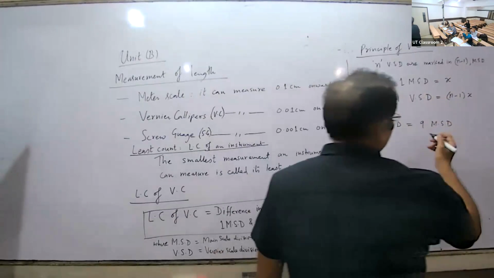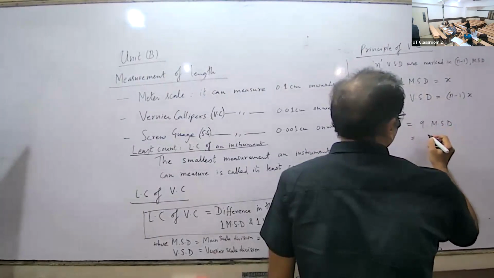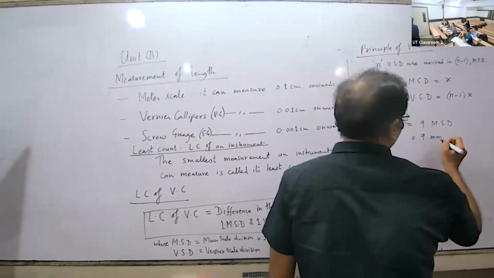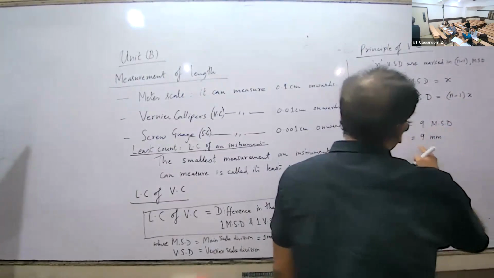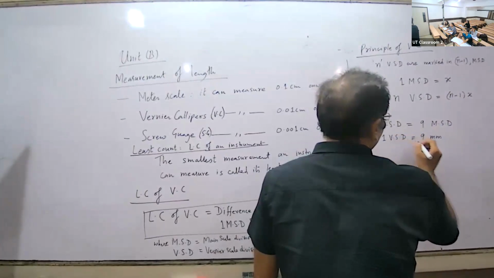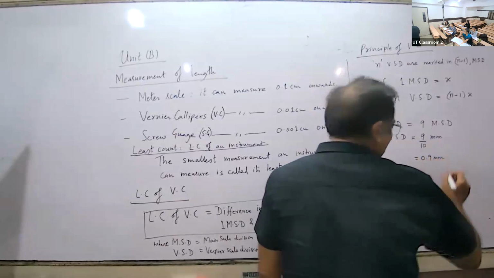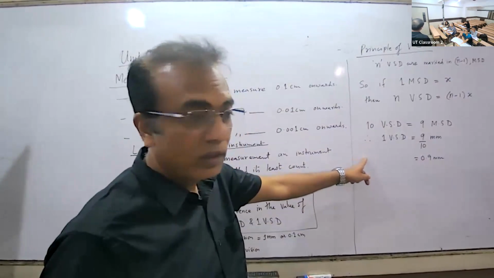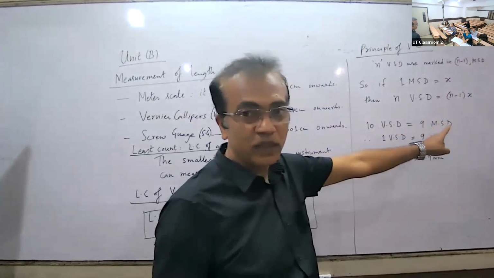How much is one main scale division? 1 millimeter. So it is 9 into 1, this is 9 millimeter, because 9 main scale divisions correspond to 9 millimeter. Therefore, one vernier scale division will correspond to how much? 9 by 10, 0.9 millimeter. Correct? For your example, because in your textbook, 10 vernier scale divisions are marked in 9 main scale divisions.